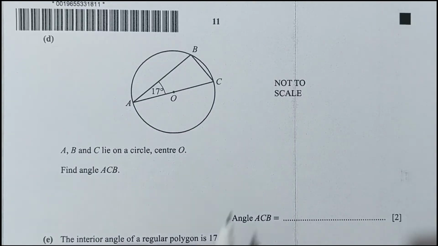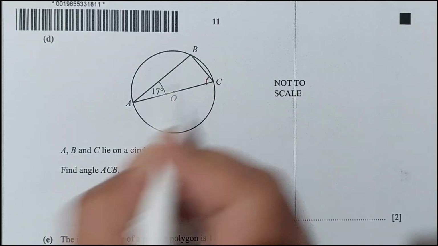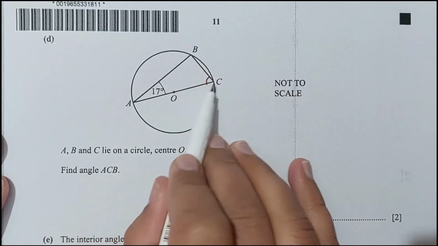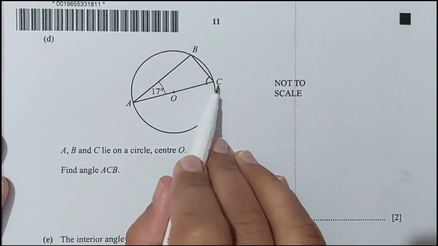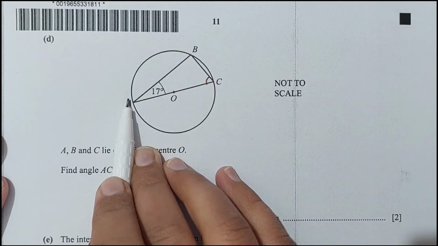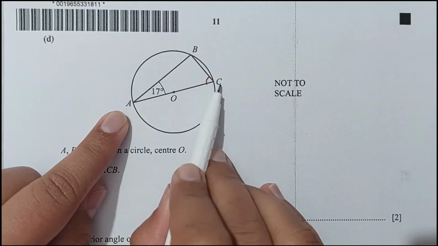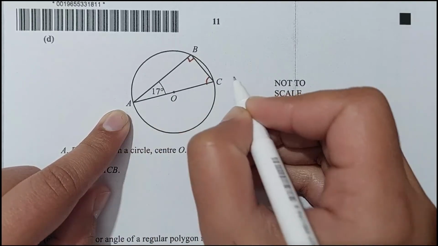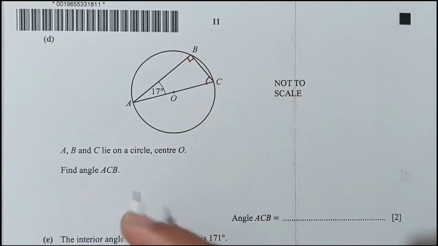Now for part D, A, B and C lie on the circle centered at O. Find angle ACB. This angle we have to find. So this is a triangle inside the circle. This is the diameter, right? So when we have a triangle inside the circle, it is a right angle triangle, and the angle opposite the diameter is a right angle. AC is a diameter. So the angle opposite the diameter is a right angle, right? So this is a right angle triangle.